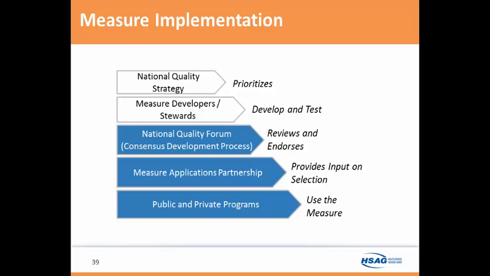On this slide, we see various entities involved in measure development. The National Quality Strategy often sets the priorities for the development activities that occur. Measure developers and stewards develop and test measures. The term measure steward hasn't been introduced yet and simply refers to the entity responsible for keeping a measure up to date after it has been developed.